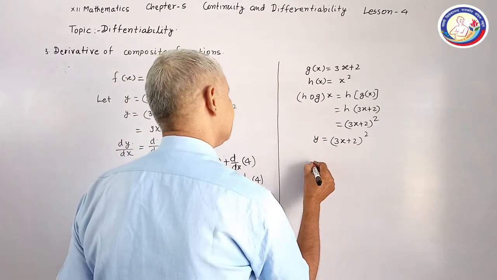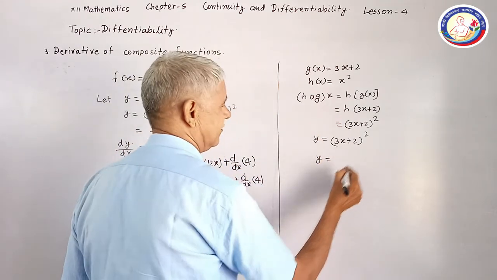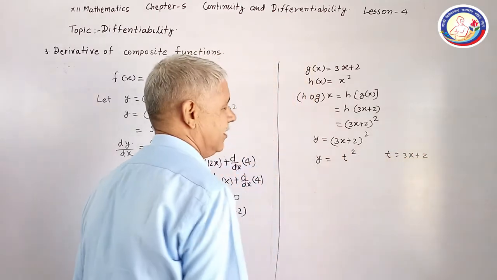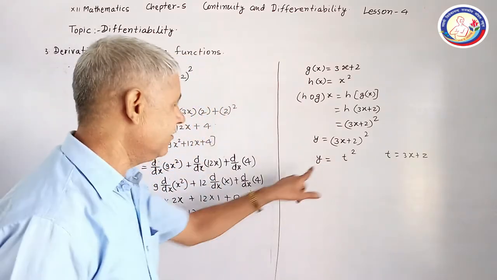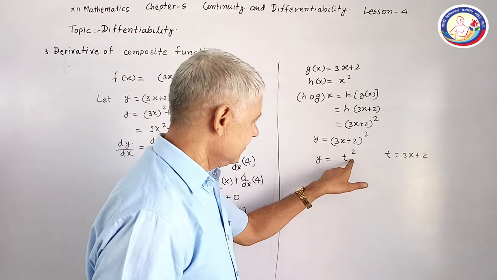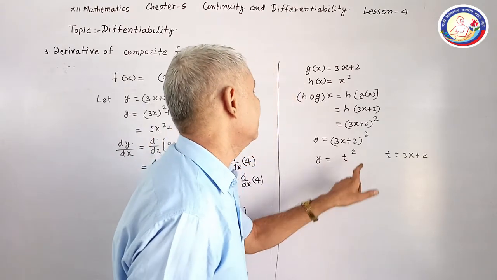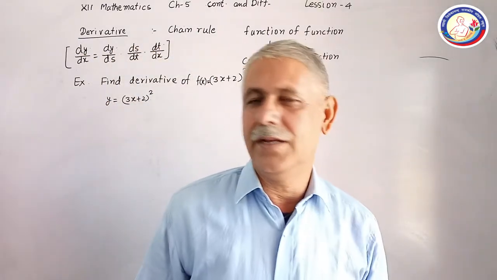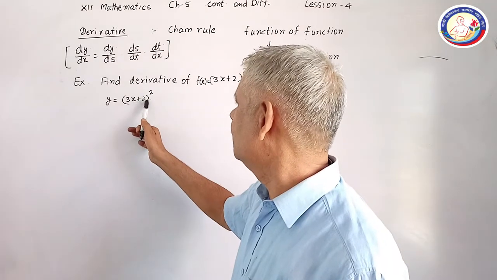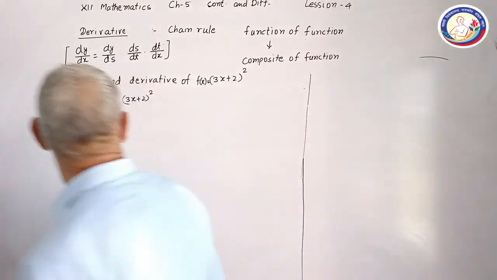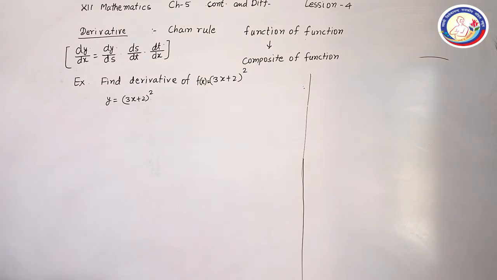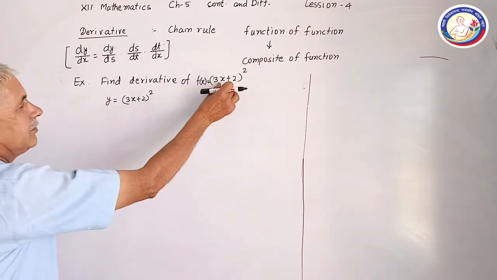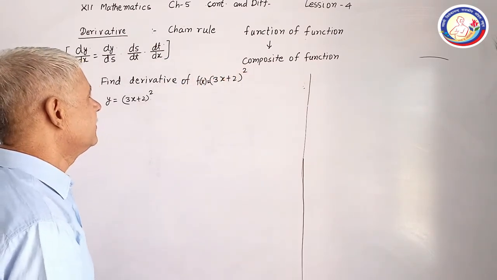So put here t equal to 3x plus 2, we will have this as t square. Now if we want to find the derivative of this y with respect to x, then find the derivative of this with respect to t. Now we are taking this function for finding the derivative. This is (3x plus 2) whole square. We are given the function of x is equal to (3x plus 2) square. This is a composite function.